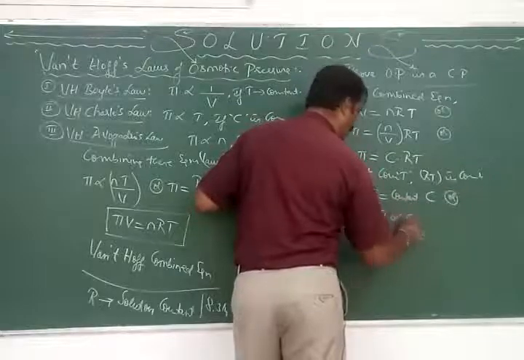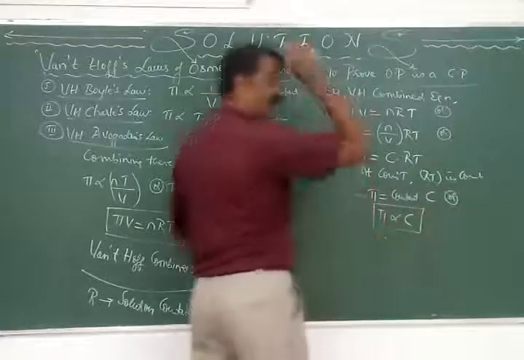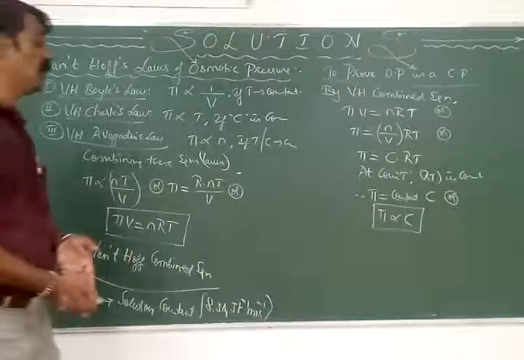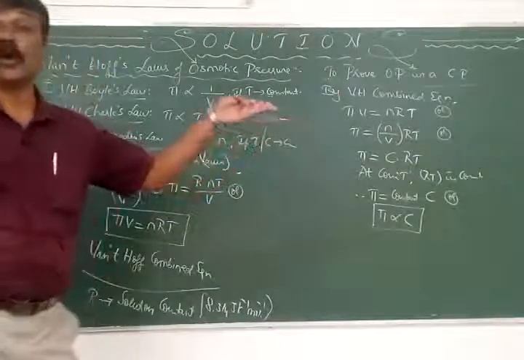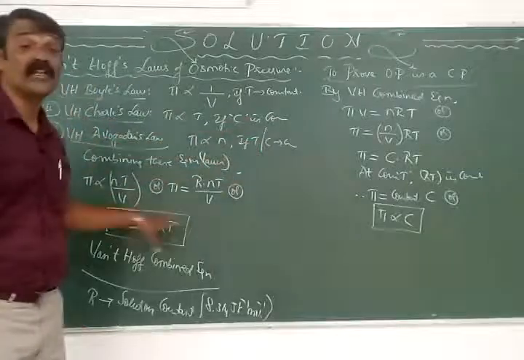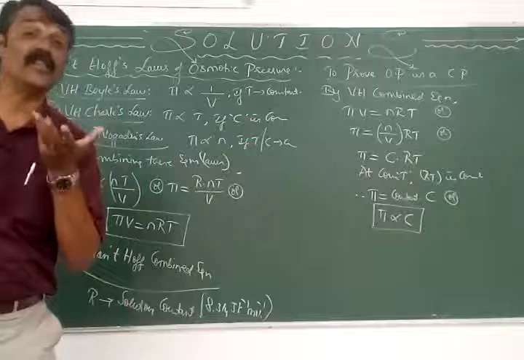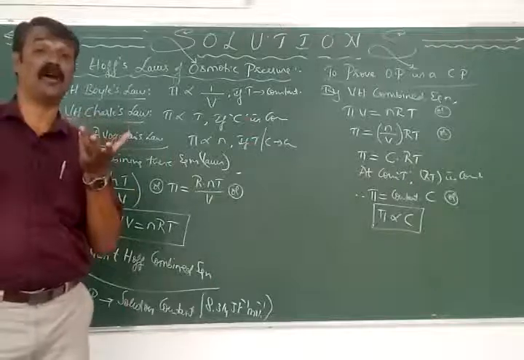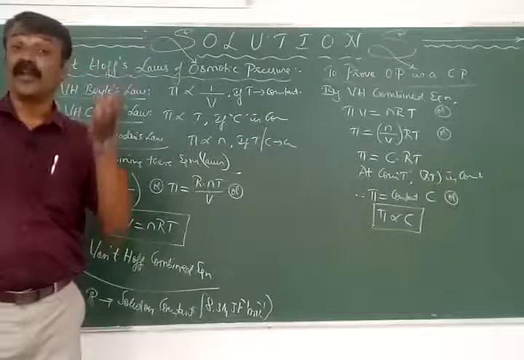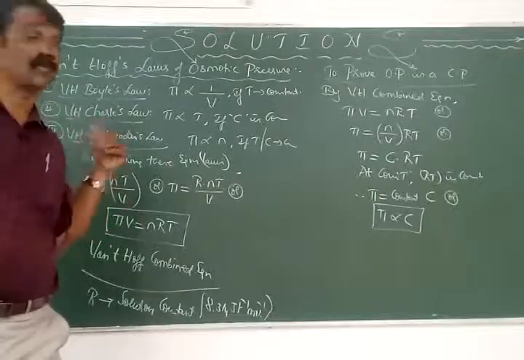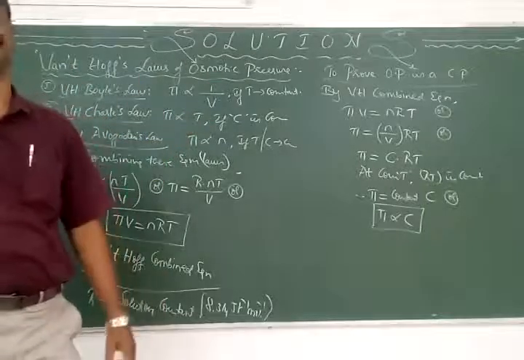Pi proportional to C. What is the meaning of that here? Osmotic pressure depends upon the concentration, with all of this studied under dilute solutions. The concentration depends upon the number of moles of the solute particles in the dilute solution. That is why it is an example for a colligative property.